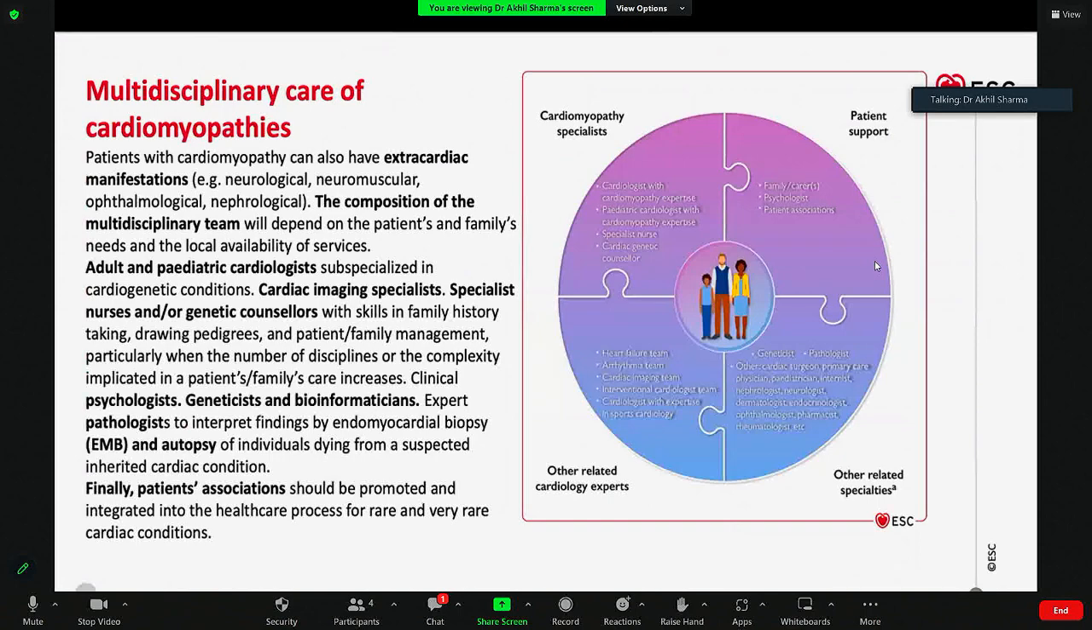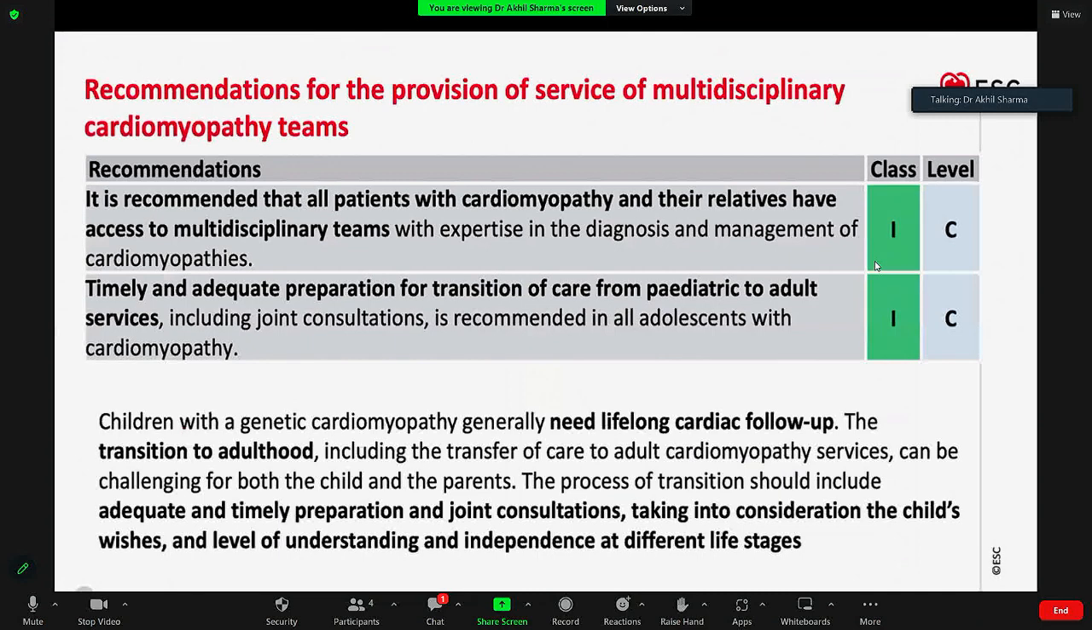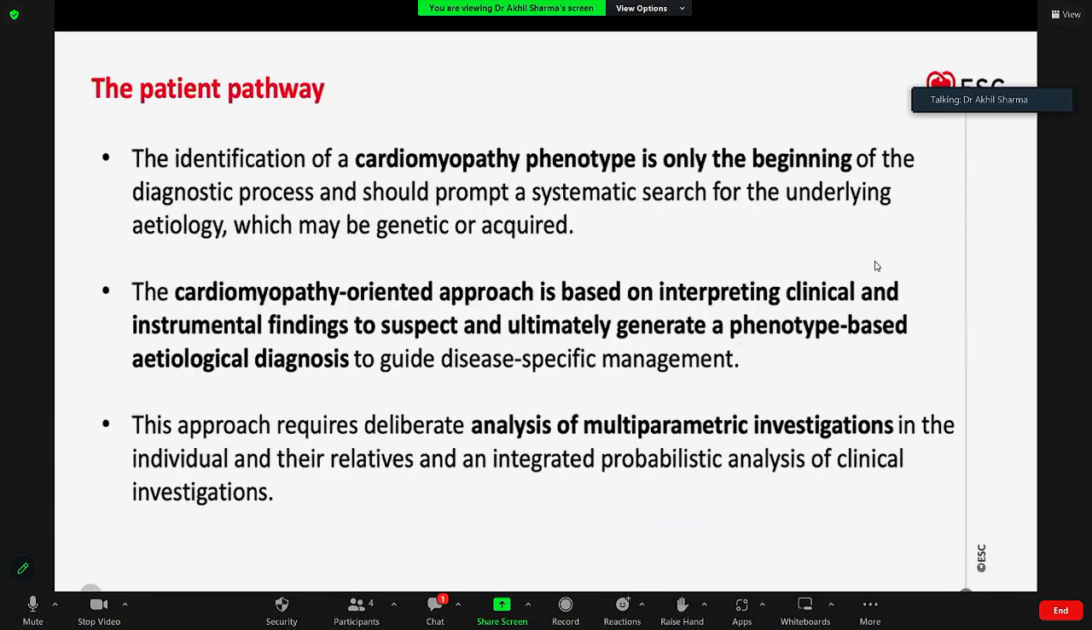Again, like other cardiovascular diseases, multidisciplinary care is a class 1 recommendation in all patients with cardiomyopathies, and it should be provided to pediatric patients up to the transition into adolescence. In the patient pathway, as I mentioned earlier, the cardiomyopathy phenotype should be the first step of the diagnosis. It's only the beginning, not the end of the diagnosis of the patient.